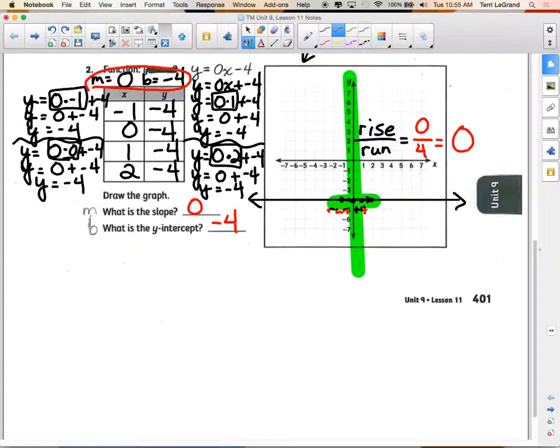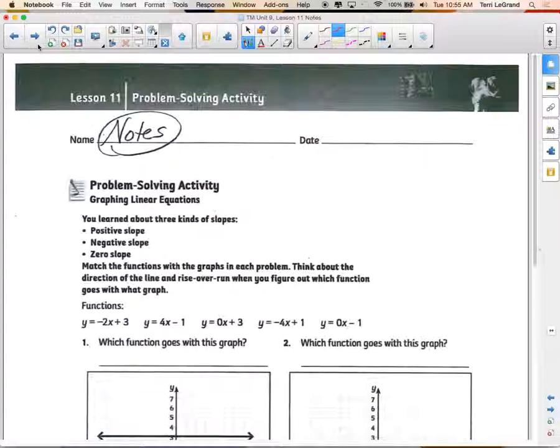Okay. So being able to make the connection between the equation and its graph, determining slope and y-intercept, now we should be able to move on to matching a graph with its appropriate equation, function name. But anybody have questions on any of this? Okay. Well then, let's go to that next page.